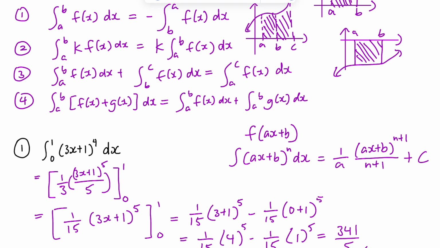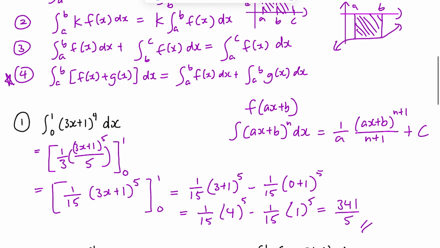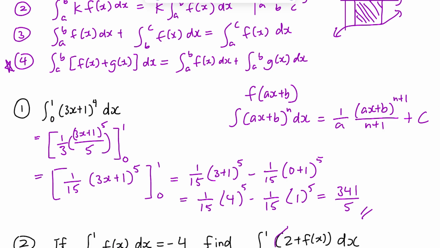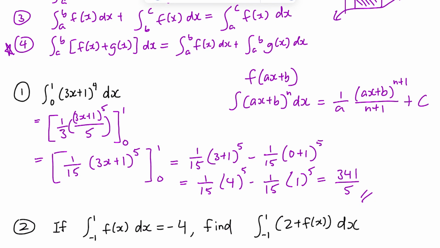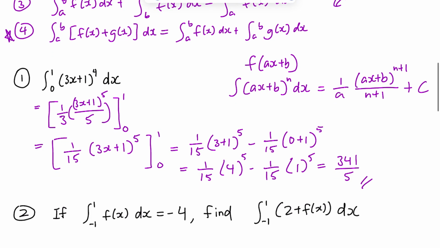Well, it looks like the fourth one is the one that we're going to use. Why? Because here we're going to find 2 plus f of x. And here we have two things adding together. And so let's try making use of that. So because we have 2 plus f of x, we can separate them into 2 different integrations.